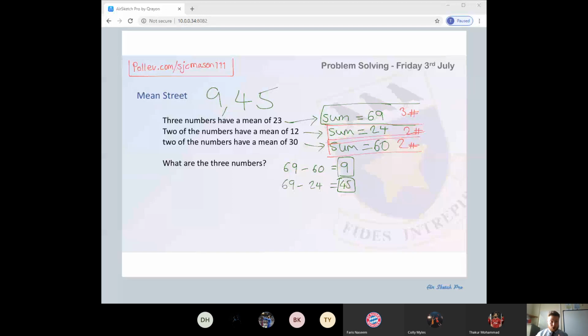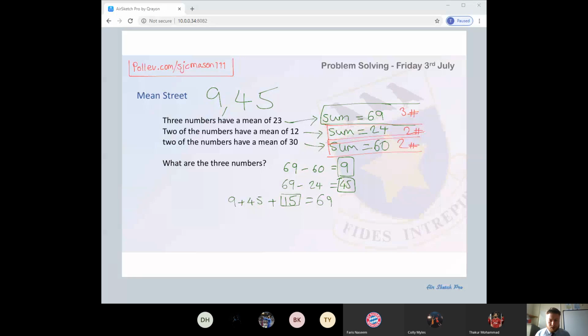That leaves us with two of the numbers being 9 and 45, and we need one more number to make it up to 69. So we've got 9 plus 45 plus something is equal to 69. There is only one thing that can possibly go in there. It must be 15. So 9, 45 and 15 have to be the three numbers.